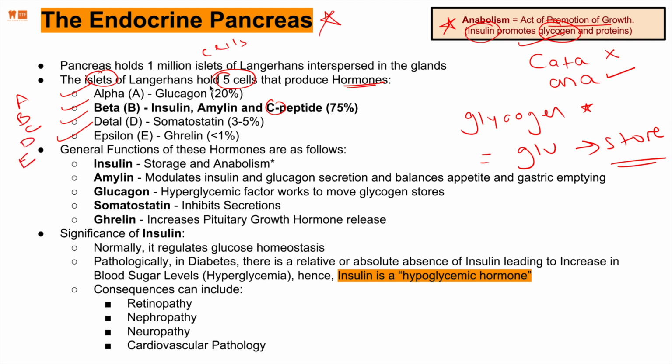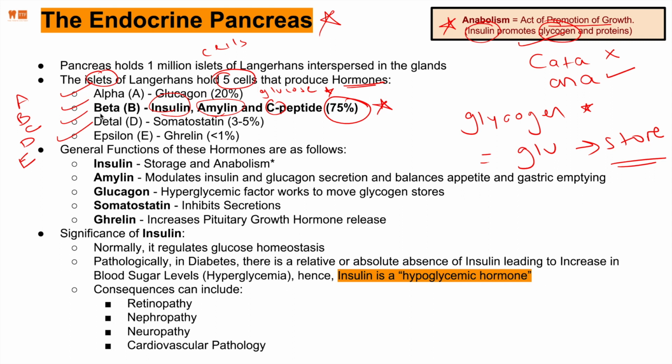So what is alpha? Alpha is glucagon. Islets of Langerhans in the pancreas produce glucagon with their alpha cells. Glucagon is technically the glucose that will be used in order to use energy. However, beta cells produce insulin, the exact opposite. Insulin, amylin, and C peptides make up 75% of the islets of Langerhans cells.